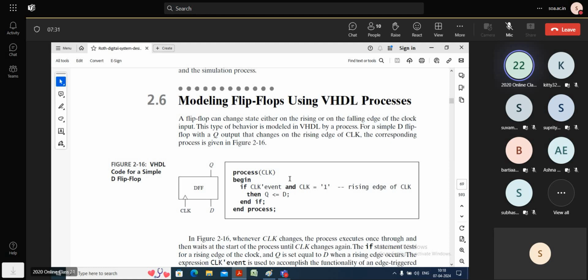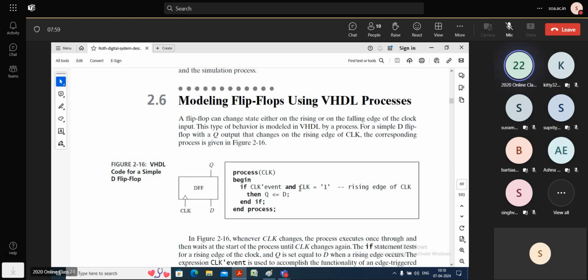So here we are writing this condition. If CLK'event, okay, that means there is a change in the clock. Either it may be rising or it may be falling. And next we have written the AND keyword, and CLK = 1. So there is a change and CLK = 1, which means it changes from 0 to 1. That means that is the rising edge of the clock.